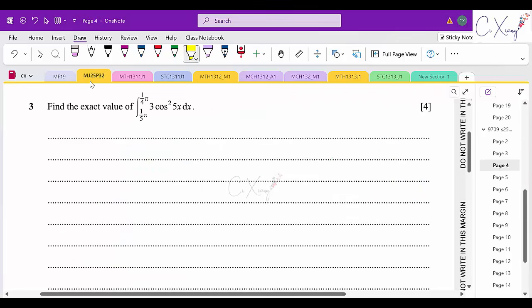Question number 3. Find the exact value, highlight the keyword exact, of this integration. Okay, so what is the technique that we should use to integrate this particular term here? We are having 3 cos square 5x.